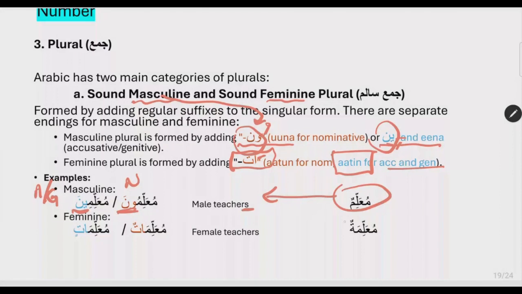Right, and likewise on the feminine side, the feminine indicator is the ta marbuta at the end. So that male teacher, if you want to make it feminine, you add a ta marbuta at the end and you get a female teacher. And if you want to make it plural, you add atun and atin.